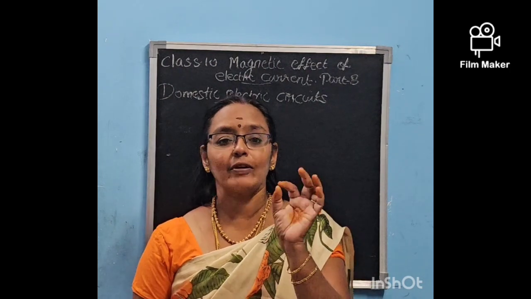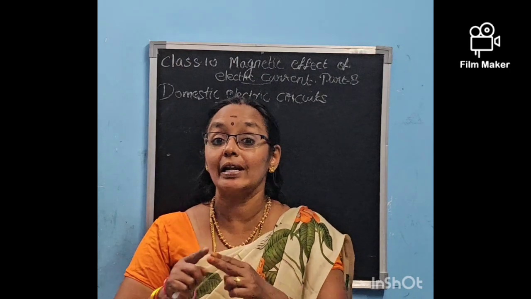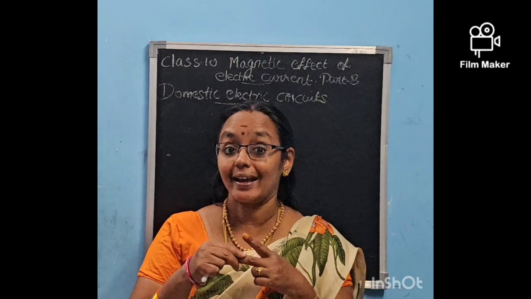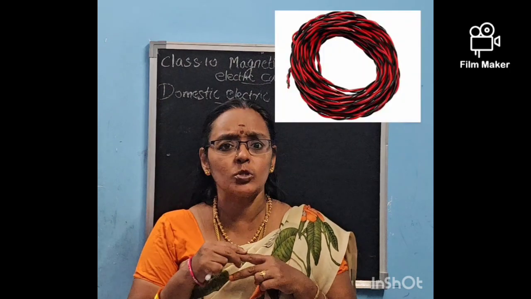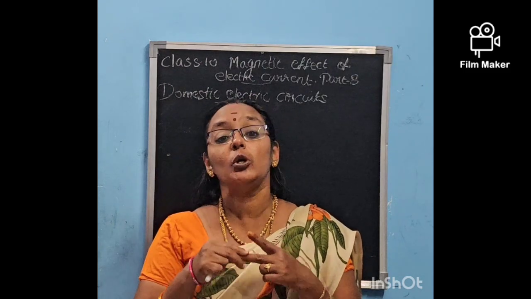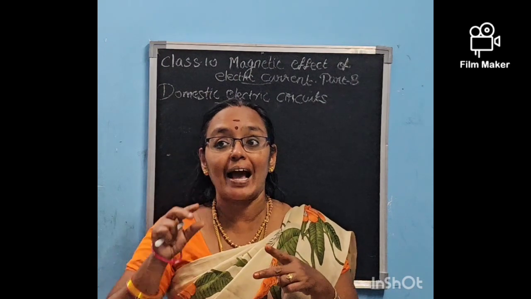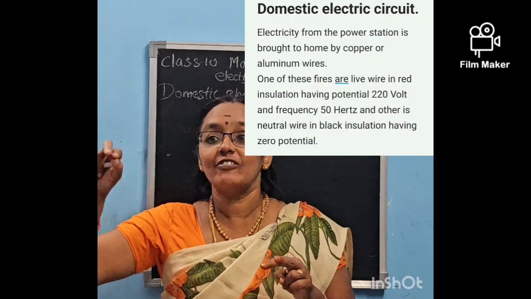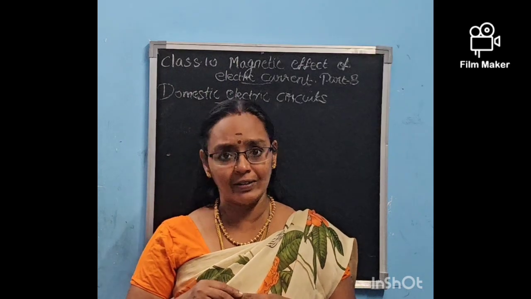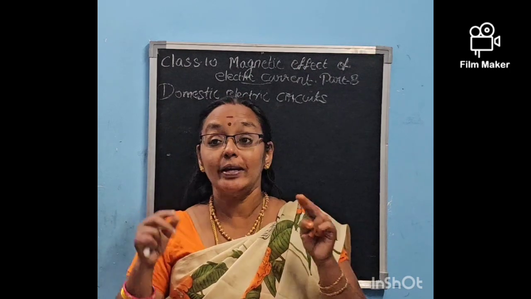If we are checking a wire, we can see that two wires are coiled around each other. One is in red insulation and the other is in black insulation. Have you seen? The red insulated wire is called the live wire and the black insulated wire is called the neutral wire. What is the live wire doing? The live wire is the one which carries current from the power source to every appliance. So it carries 220 volt and has a frequency of 50 Hz, and it is giving electricity to each appliance.